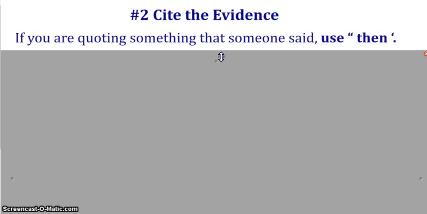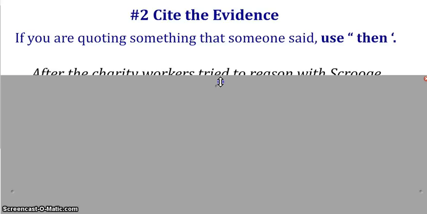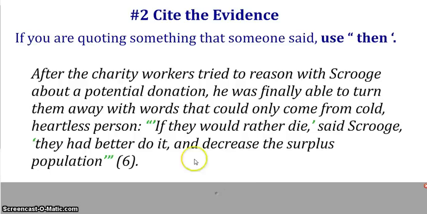Next piece to talk about is citing the evidence. And citing basically means saying where you got it from. You always have to cite your sources, and that's just how you become a credible writer. So if you're quoting something someone said, use the regular quotation marks and then the mini quotation mark, like the apostrophe mark. So here's the example here. This is a quote from page 6 where Scrooge says if they would rather die, they had better do it and decrease the surplus population. And you'll notice wherever a character is saying something, there's the small quotes, and then the whole thing is offset in the big quotes.